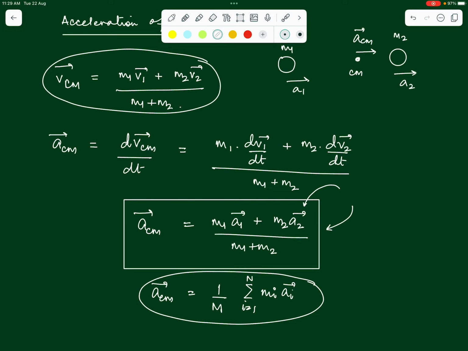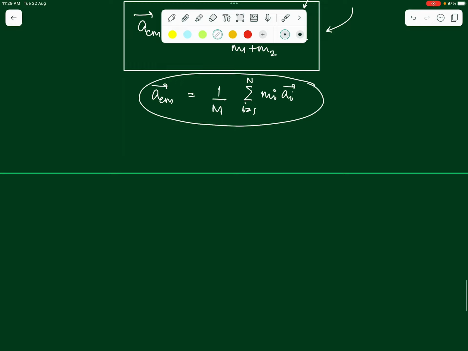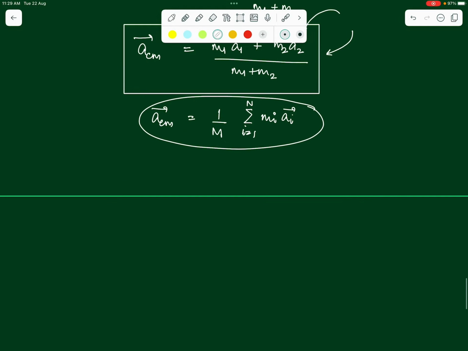Now what is the importance? Why are we studying center of mass as such? Let us understand that now. Importance of center of mass. We say that the center of mass of a system is that point which represents the whole body at a single position, at a single point.